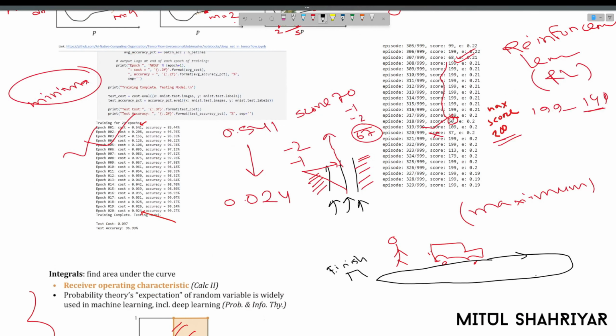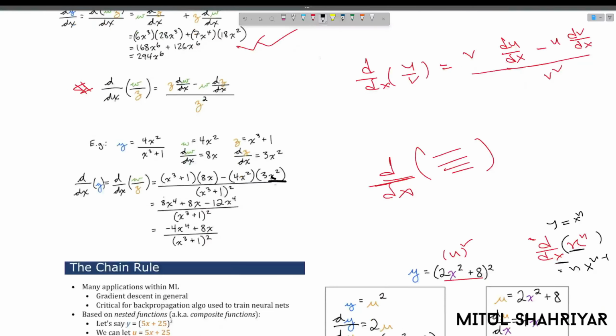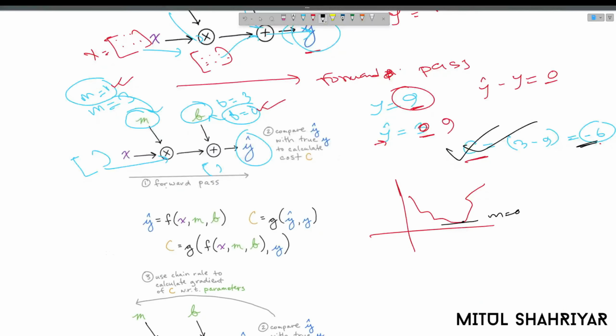If you look in here, you can see the cost was 0.541. It reduced to 0.024. That is how we work on it. So this was a forward pass basically, and we got some y hat, and you can just call it y hat, and this is our cost function c. So we can get the cost function, we can call it something like this.